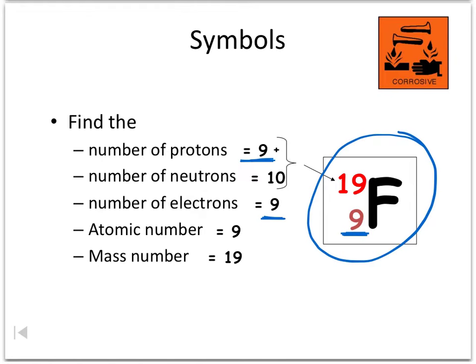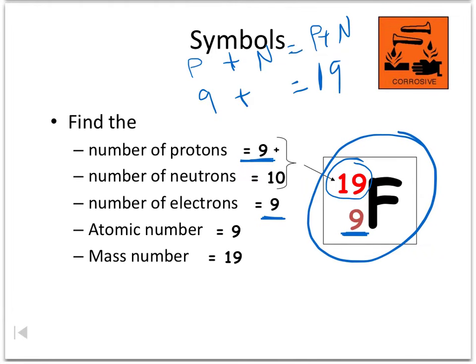Now, how do you calculate the number of neutrons? This 19 is the mass number, so there's a total of 19 protons and neutrons. I know my number of protons is 9, so if I add that to my number of neutrons, it's going to equal 19. The number of neutrons has to be 10, right? 9 plus 10 equals 19. So with a quick math calculation, you can figure out that you have 10 neutrons in this fluorine atom.